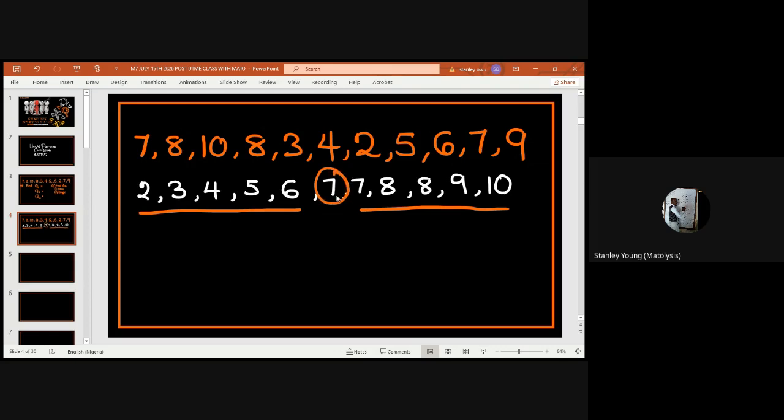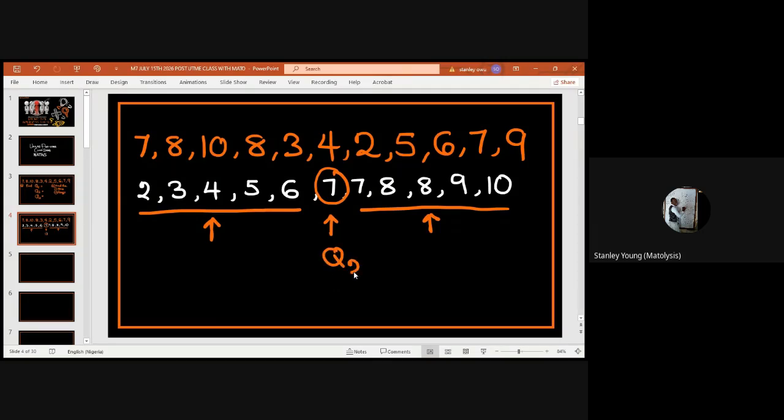If 7 is the center number, now I need to look at the left-hand side. What is the center of the left-hand side? Between 4 and 5? Check it again. It is 4. Then check the right-hand side, what is the center? 8. That's correct.